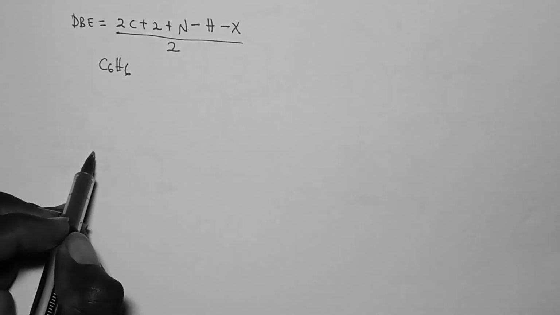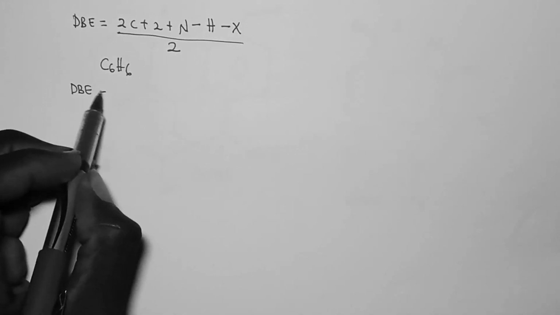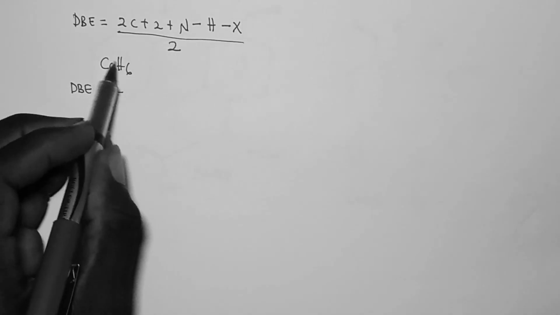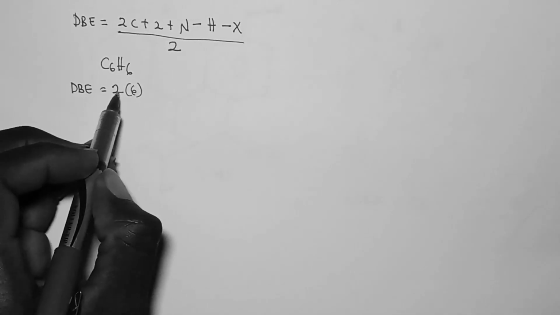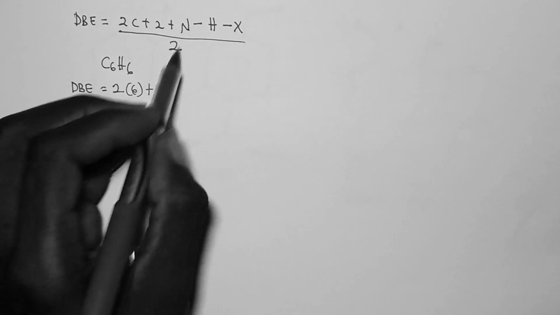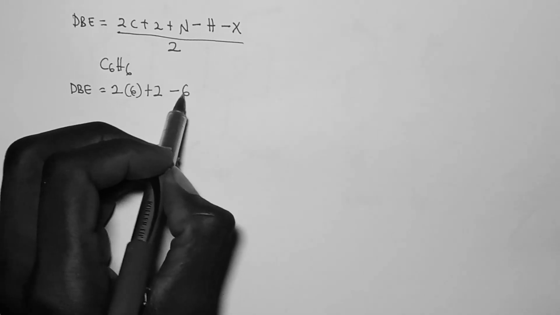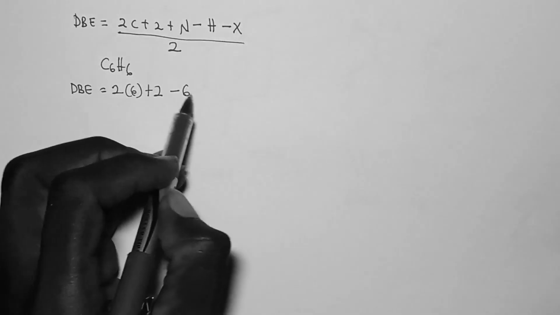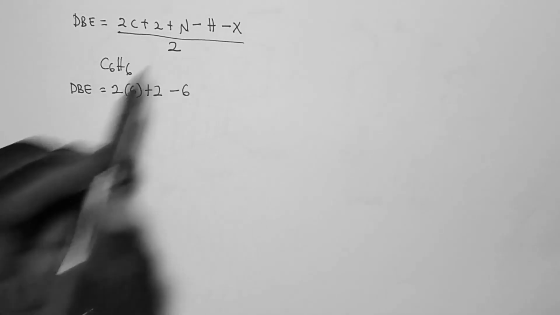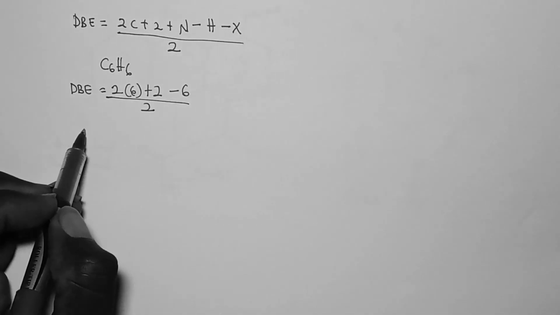C6H6? So in this case, DBE is equal to 2 times the number of carbons, and the number of carbons here is 6, plus 2. Then there are no nitrogen, so nitrogen is 0, minus the number of hydrogens, which are 6. Then there are no halogens, so the halogens portion is also 0. All of that divided by 2.